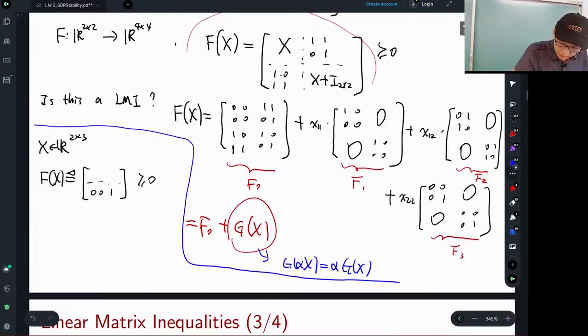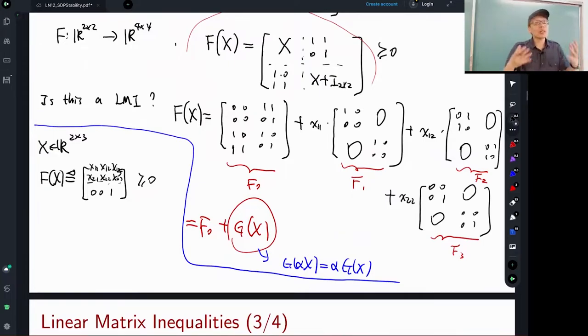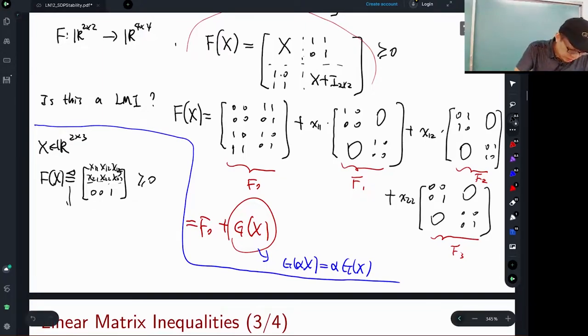If you don't like that, I can write it like this: x11, x12, x13, x21, x22, x23. Three rows, three columns. Is this a matrix inequality in terms of X? Yes or no, Yinghan? Yes. Okay, why? Because you can transform to this. Now you don't need to discuss that. Because this guy is an affine function, even this is an affine function of X. Is this a linear function of X or not? If we are more precise, is this linear in X or not?